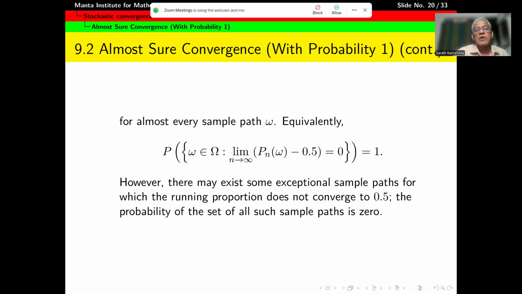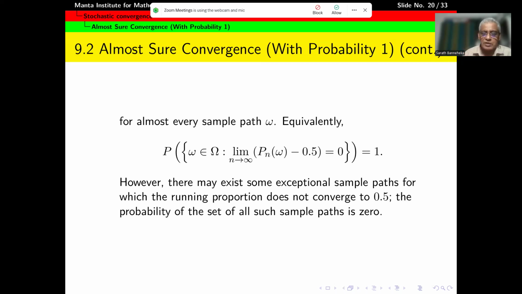So for almost every sample path omega, if you consider a particular set of omegas where this condition happens, P_n(omega) minus 0.5 as n goes to infinity is equal to 0. So you are considering, for a fixed omega, P1(omega) minus 0.5, P2(omega) minus 0.5, P3(omega) minus 0.5, and so on, a sequence of real numbers. If this sequence of real numbers converges to 0, that omega is considered into our set, say capital A.